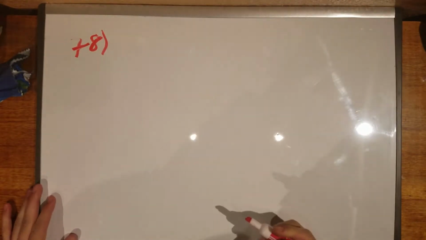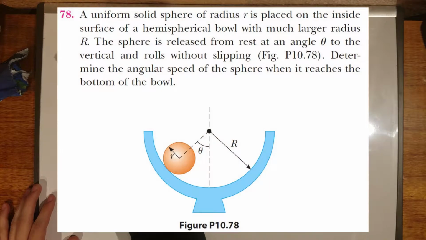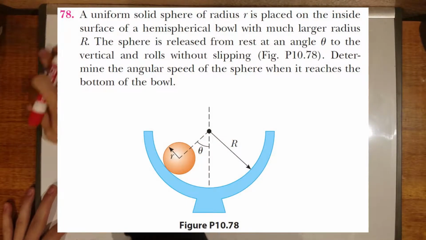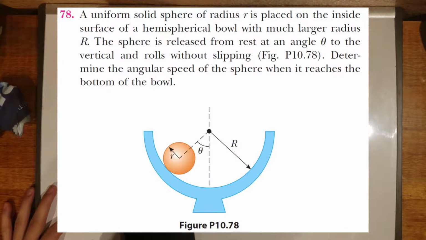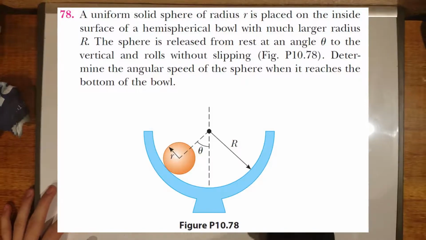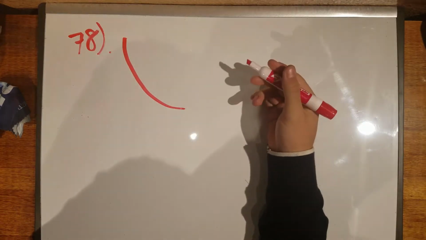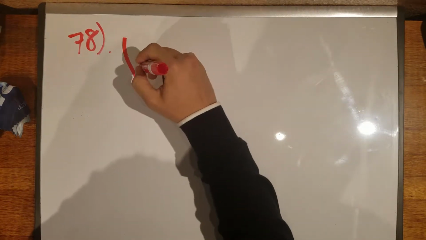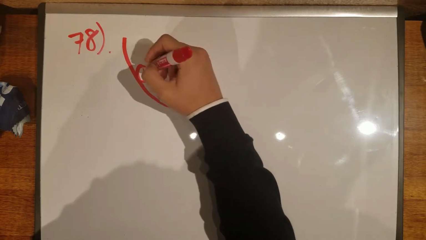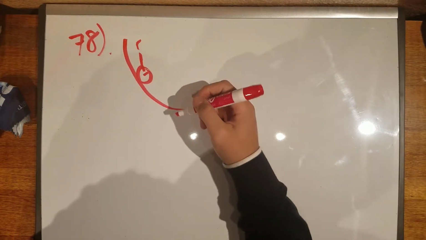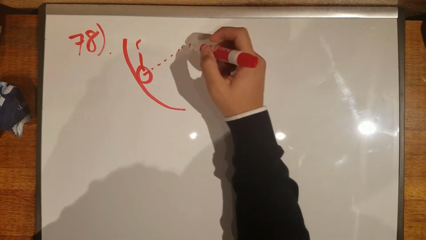So here's number 78 from the textbook. A solid uniform sphere of radius r is placed on the inside of a hemispherical bowl with much larger radius R, and it's released, and we find the speed or the velocity, whatever is asked at the bottom. So here we have our little half bowl, because we only care about from where it starts to where it gets to the bottom.